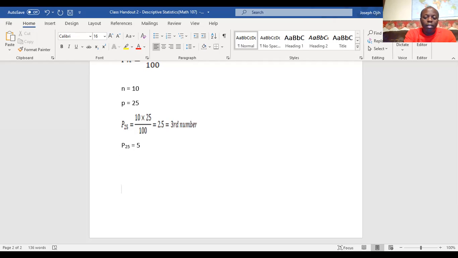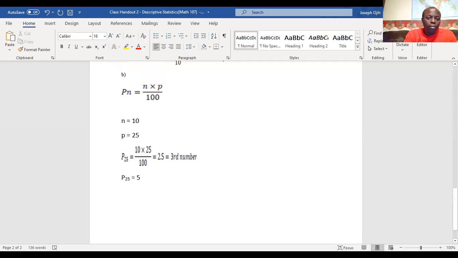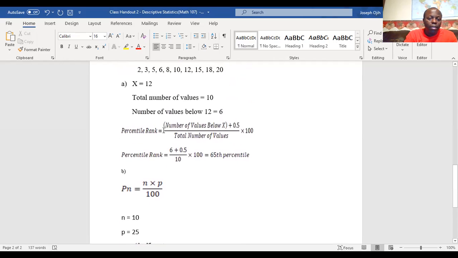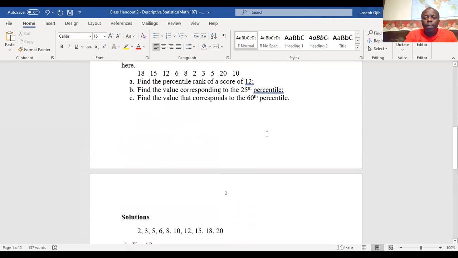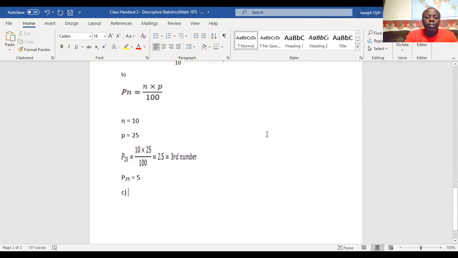Part C says, find the value that corresponds to the 60th percentile. In this case, N is still 10, but this time small p is 60. So again, we follow this process using this formula here. I'm going to take you to our other workbook so we can put the formula in.